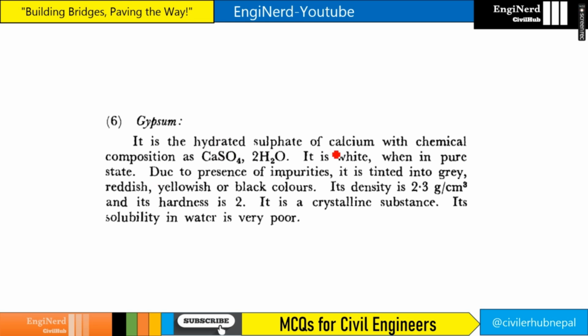Gypsum is a hydrated sulfate of calcium, and it is known as CaSO4.2H2O, right? And plaster of Paris is CaSO4.½H2O. This is plaster of Paris.